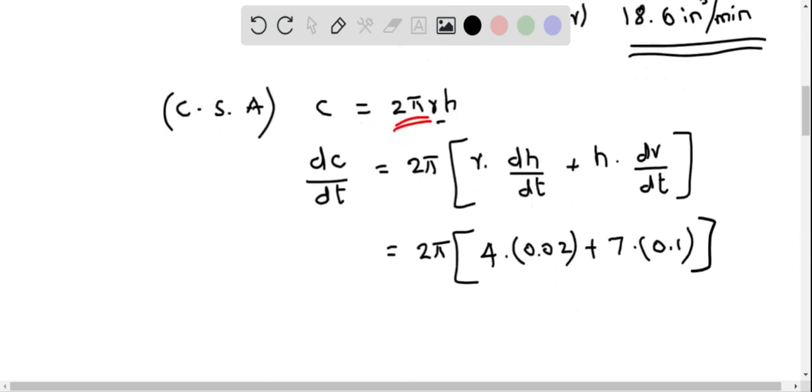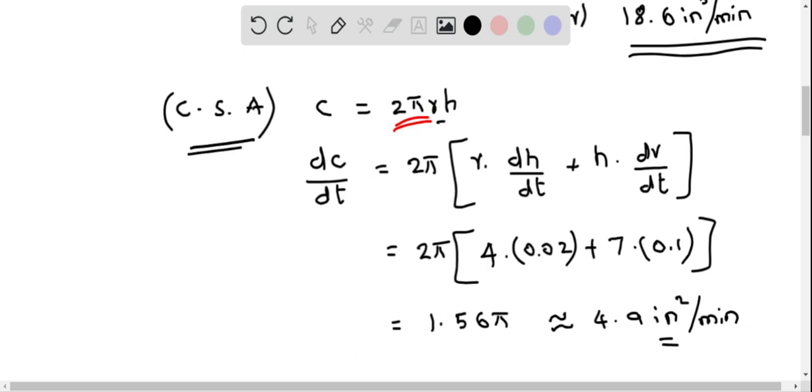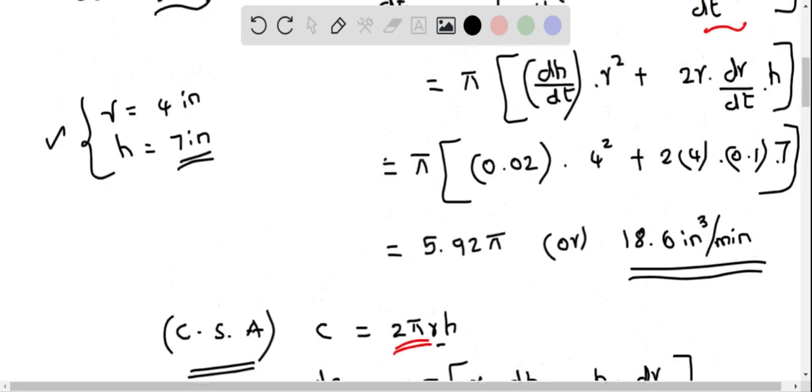Now we just have to plug this into the calculator and determine the exact or maybe the approximate value. The exact value is 1.56 pi, and this is approximately equal to 4.9 inch squared per minute. Notice that I have used inch square because we are calculating the rate of area, that is the curved surface area. So area should be in unit square. So that's why I put this as 4.9 square inches per minute. So this is the rate at which the curved surface area is increasing. At the same time, the volume is also increasing.